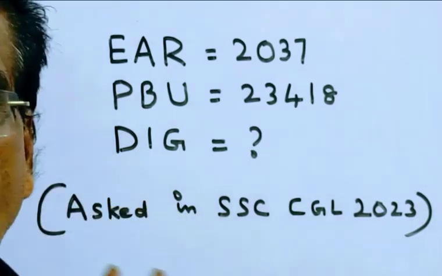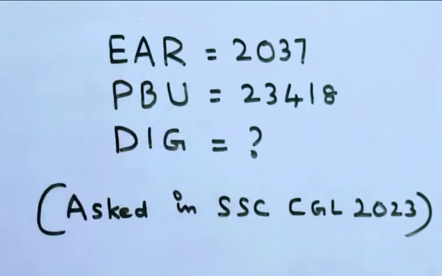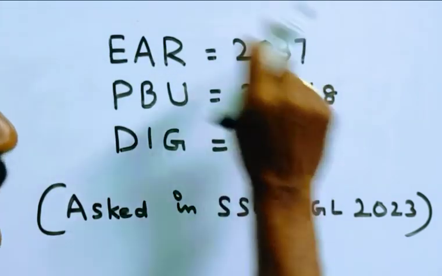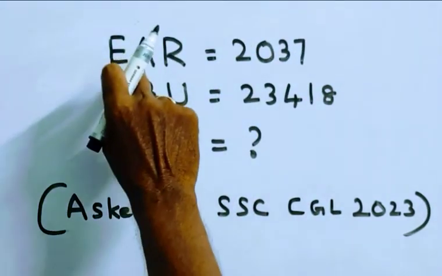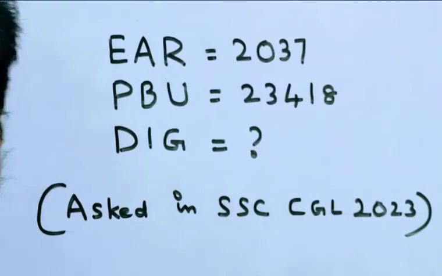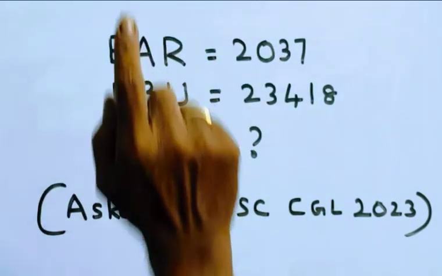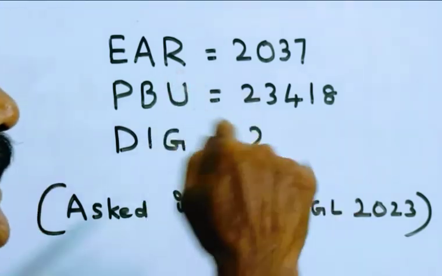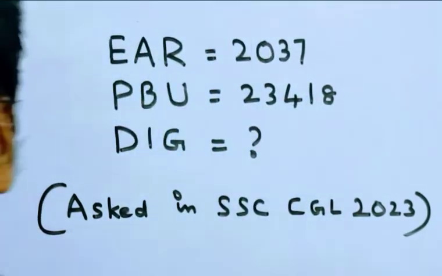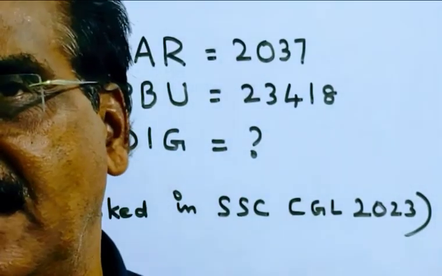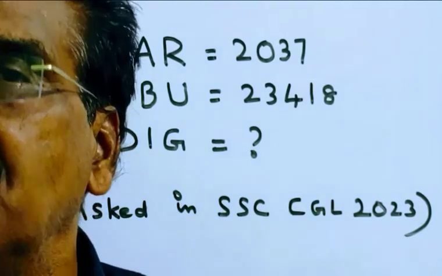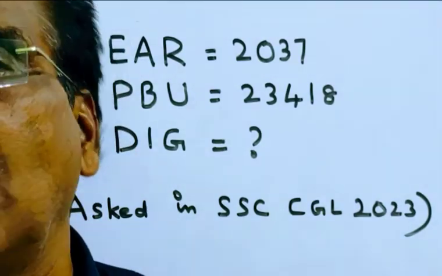Friends, in alphabetical order, the position of E is 5. 5 plus 2, 7. Similarly, the position of A is 1, 1 plus 2, 3. The position of R is 18, 18 plus 2, 20. So, 2 is added to the positional values of the alphabets.